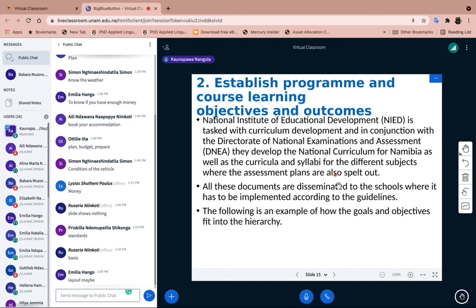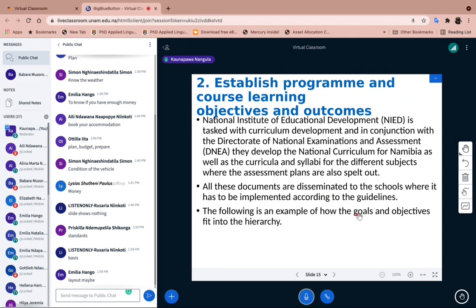So who creates the curriculum? It's these institutions, as well as the curricula, the syllabi, and I think also the Ministry of Education contributes to the development of these documents. All these documents are disseminated to the schools. Disseminate means, what is another word? They are given out to the schools where they have to be implemented according to the guidelines. And remember, I think you know this by now, that we use these documents to guide our teaching.